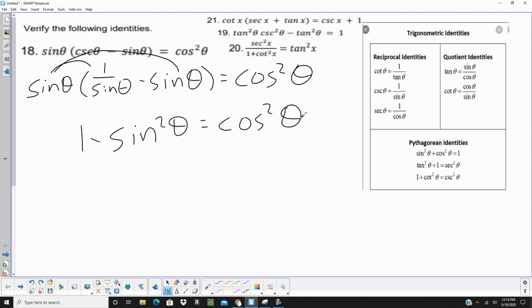And on this one, we're going to look at that Pythagorean identity. And I'm going to kind of do the shortcut on this one. If you took that Pythagorean identity and you subtracted sine squared from both sides, you'd have 1 minus sine squared, and that would equal cosine squared. So I'm going to do just the shortcut of cosine squared equals cosine squared. All right, let's look at number 19.